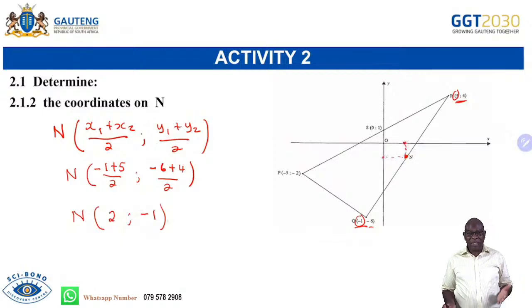If I got something like negative 2 and 1, then negative 2 will be this side and 1 will be that side. Can you see? Then I can know that that is not correct because the endpoint N is in the fourth quadrant, where the x value is positive and the y value is negative. All right.